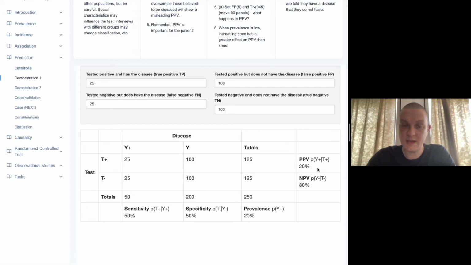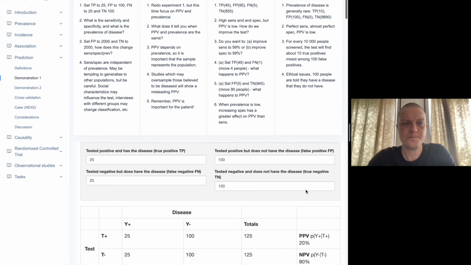So what we're saying is, among those who had a positive test, there were 125 in total. There were 25 individuals who actually had the disease. So the positive predictive value was 20%. And you can look at this yourself, but the negative predictive value was 80%.